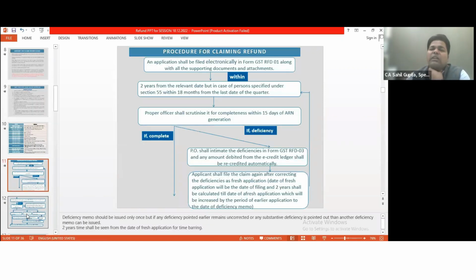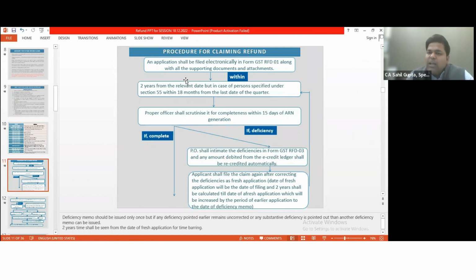Now, the procedure. I have already discussed the same in the earlier slide, and I will be discussing it again. An application shall be filed electronically in form GST RFD-01 within 2 years from the relevant date, and within 15 days, the officer has to issue a deficiency memo or acknowledgement. Acknowledgement will be issued in RFD-02 and deficiency memo will be issued in RFD-03. If there is a deficiency memo, then a fresh application has to be filed in RFD-01 for that period, and the 2 year time frame for time barring will be calculated from the fresh application date, not the earlier date on which there was a deficiency.